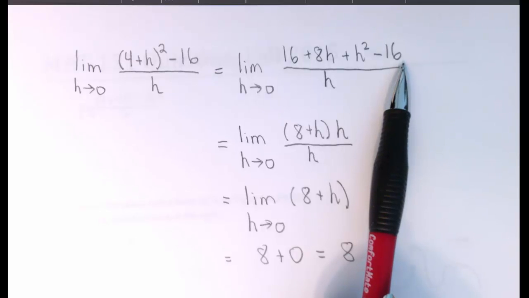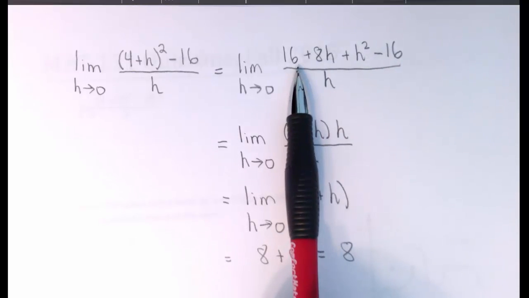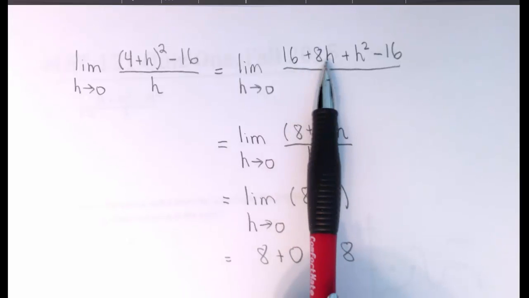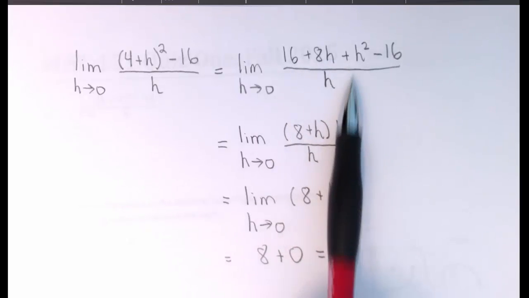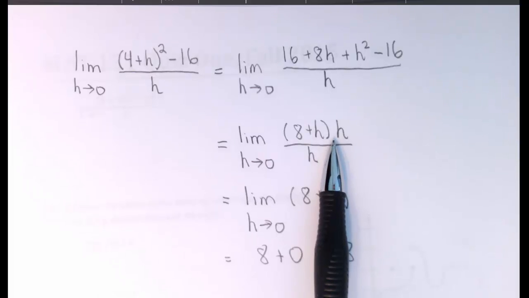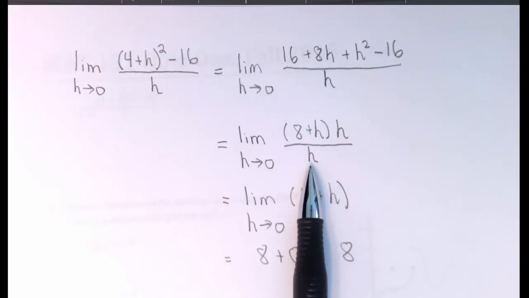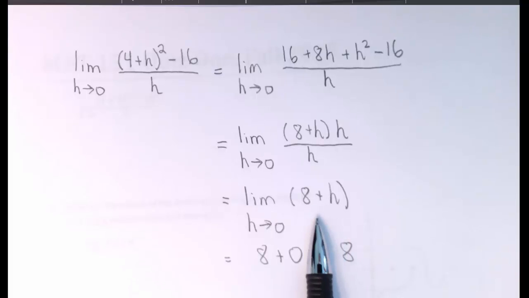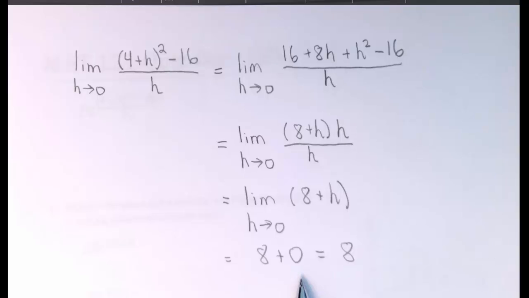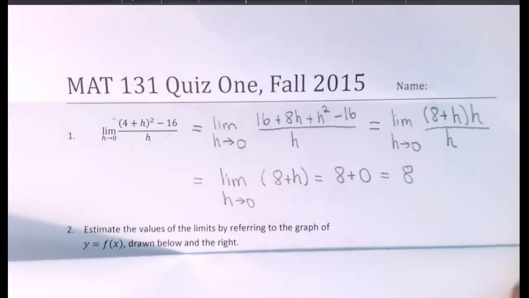Once we do that, the 16 and minus 16 will add out, and h remains on the other two terms, and we can factor that out. Once that's been factored out, the h in the numerator and the h in the denominator can be canceled, leaving us with 8 plus h for an expression. Plug in the 0 then for the h, and we see that the limit is 8. So your solution on your paper should then look something like this.